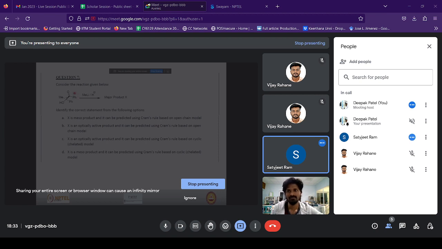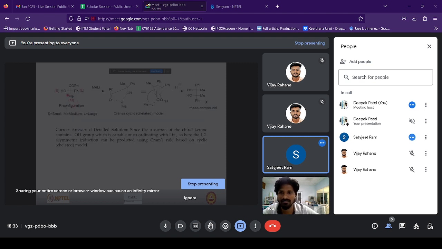Coming to question number 7, consider the reaction given below. Identify the correct statement from the following options. Whenever you get this type of chiral system with an aldehyde, ketone group or any reactive species, having a metal center and some nucleophile, you just have to apply Cram's rule and you can solve this question. For this, you have to draw the configuration. Then this will chelate. This lithium chelates strongly toward oxygen, so it will chelate to both oxygens, and it will adopt this configuration.